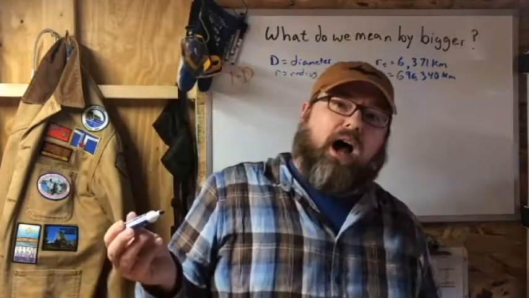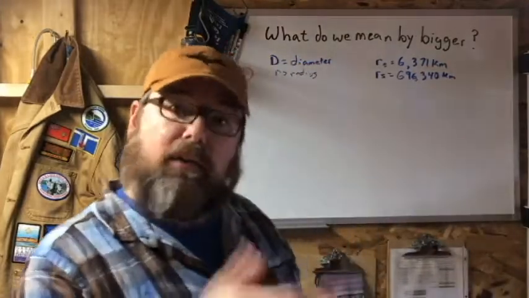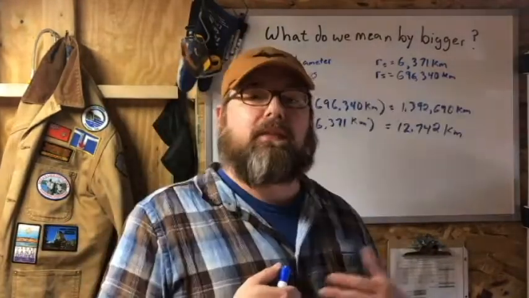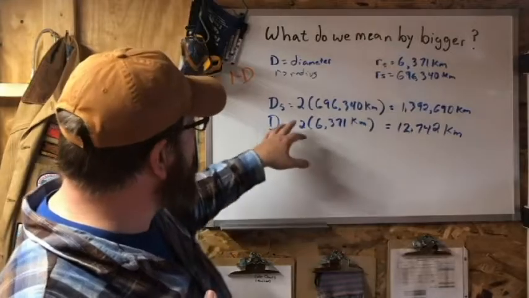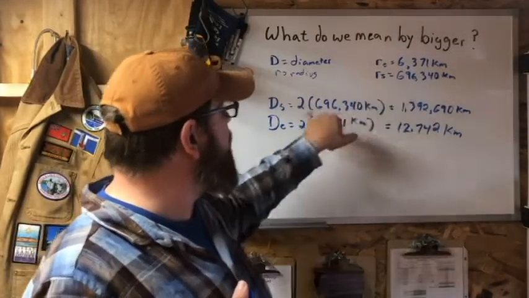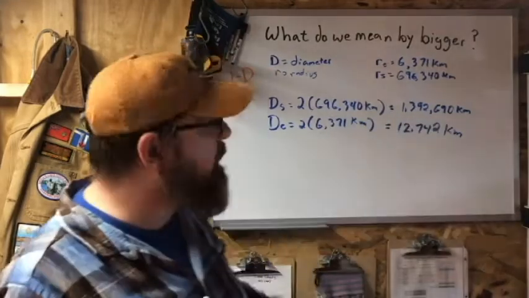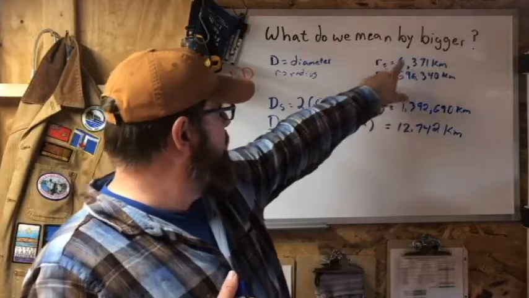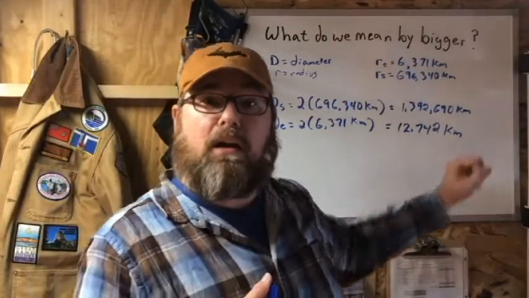Now, how do we get the diameter? Well, radius is half the diameter, so you just multiply by 2. This is going to be the simplest of all of these problems in this episode because it's one-dimensional. To get the diameter of our sun, we take our solar radius, multiply it by 2, and we get 1,392,690 kilometers. We do the same thing for Earth. We take its radius, multiply it by 2, and we get 12,742 kilometers.